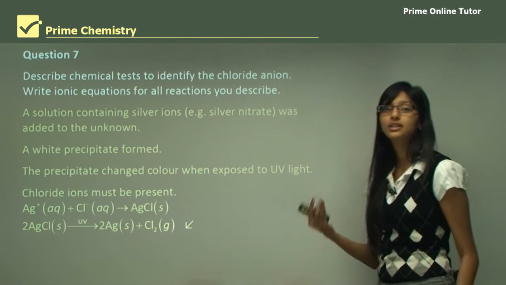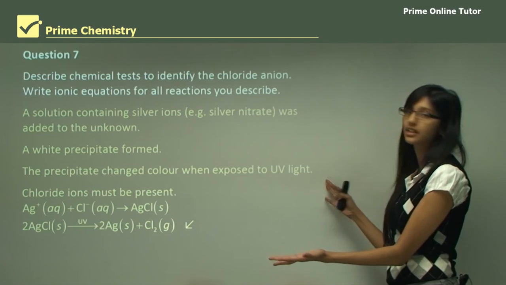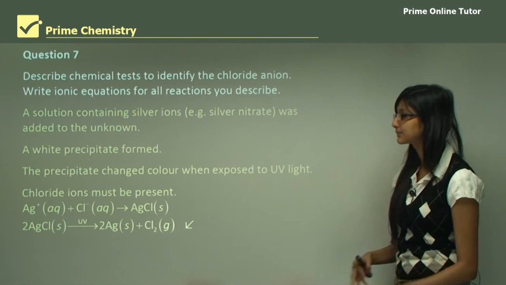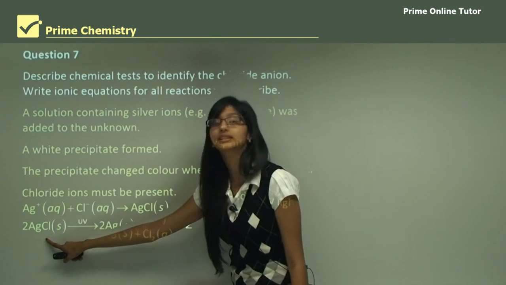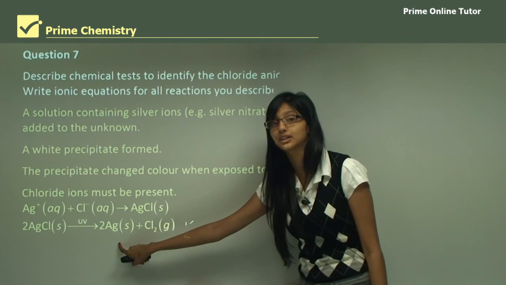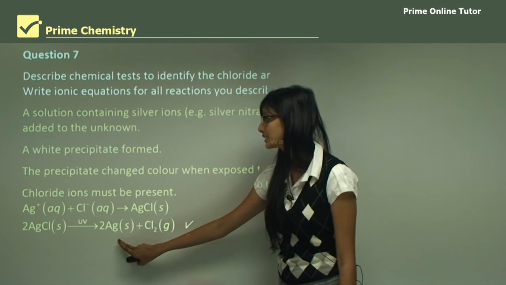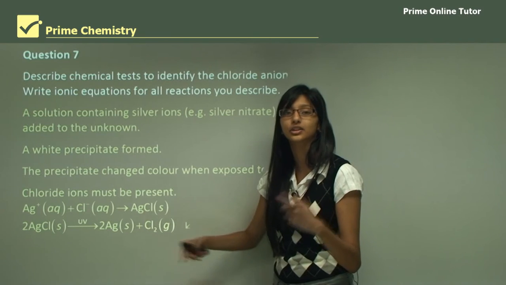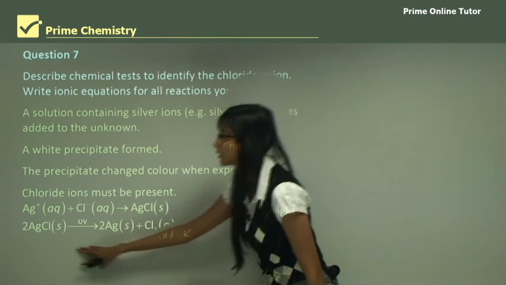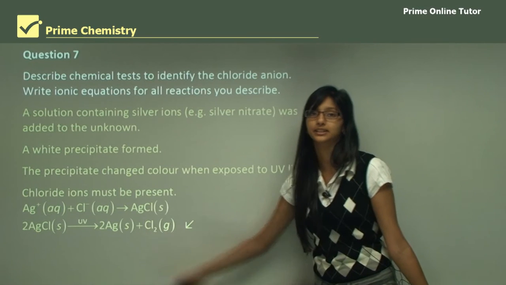And also, if you take the precipitate and put it under sunlight, which contains UV light, it should change its color. What happens is this reaction occurs: the silver chloride dissociates into silver solid metal and forms chlorine gas. You can obviously see the chlorine gas, but the silver solid metal appears as a black solid in your test tube. So that again indicates that chloride was present because it undergoes this reaction. And you can see a black precipitate, which indicates that silver is present.